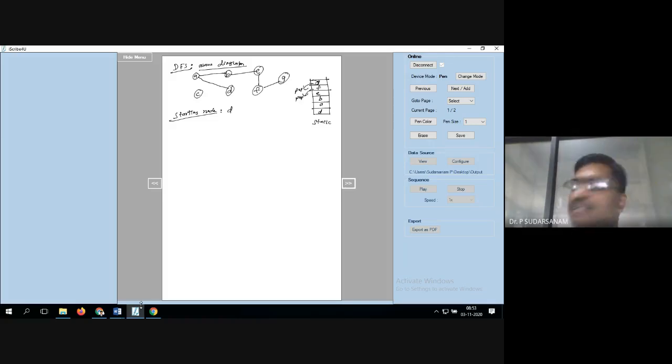Now come back to E. Pop out. Come back to B. Pop out. Come back to A. Do you have any other unvisited nodes? Yes. So A to C is there. So the connection A to C is there. Now write A to C.